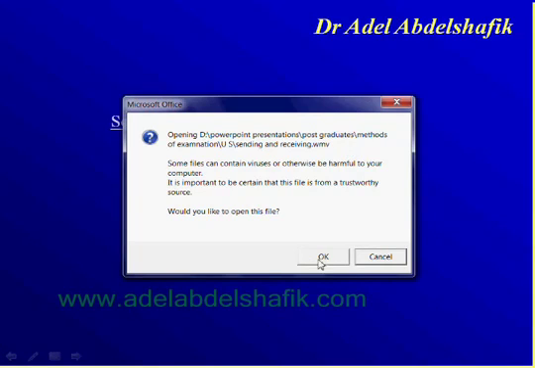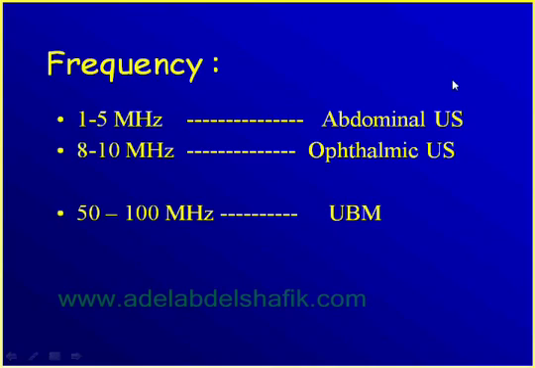Here is a small video for that. We have different frequencies of ultrasound. In the abdominal ultrasound, used for examination of structures in the abdomen, we have a frequency between 1 to 5 megahertz. In the ophthalmic ultrasound, we have a frequency of 8 to 10 megahertz, or sometimes 20 megahertz. In the ultrasound biomicroscopy, we have a frequency from 35 to 50 to 100 megahertz. So we want to understand what's meant by the frequency and how it affects the type of instrument we are using.